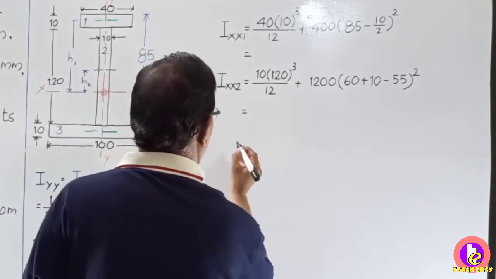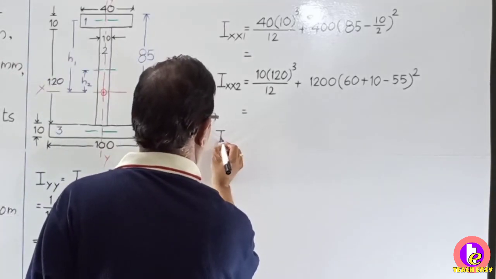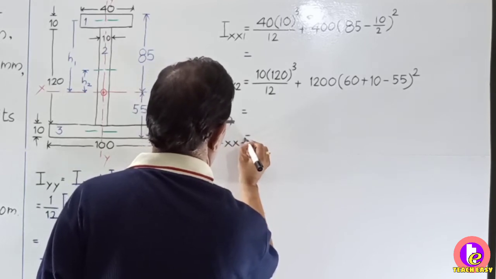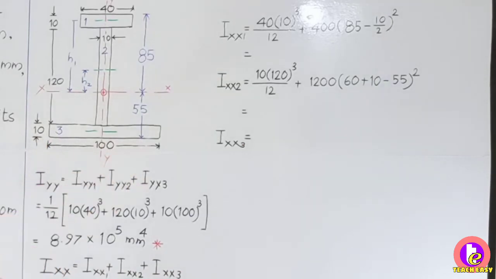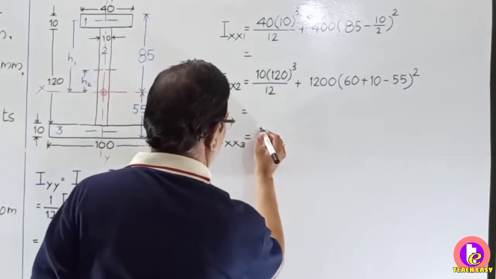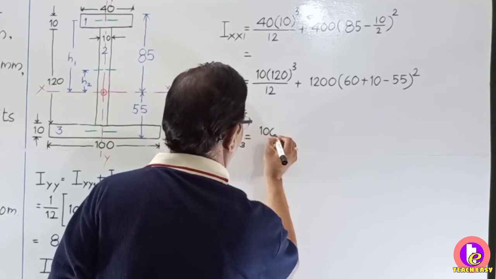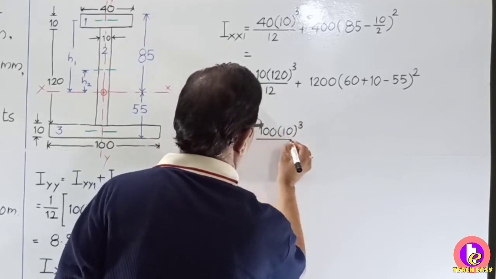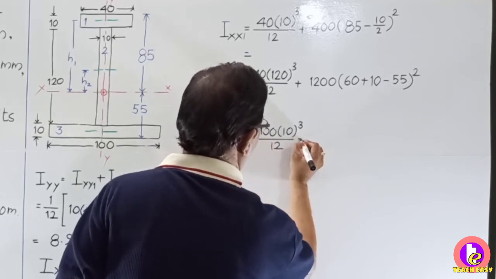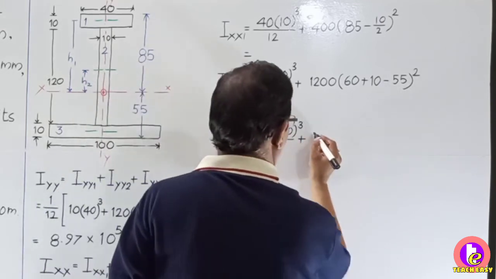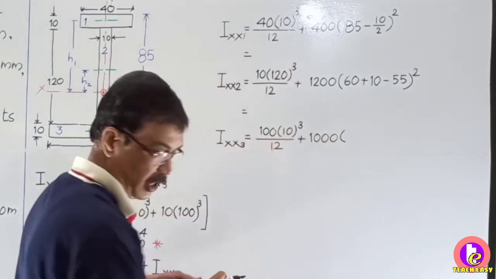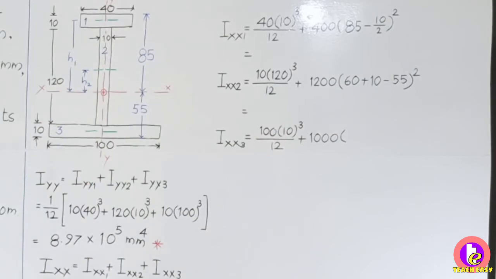Now let us write the expression for Ixx3. For this third part, BD cube by 12, B is 100. What is D? 10. Cube of it divided by 12 plus area. What is the area of the bottom flange? 1000, into h square. Again, what is h? H is very important. Here it will be h3 square.